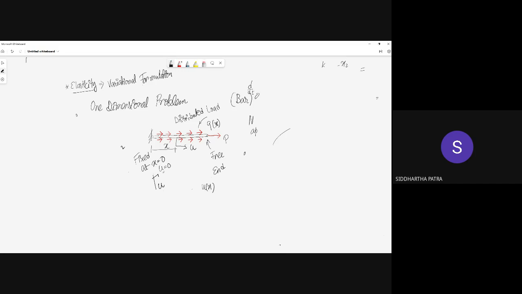I can give you the differential equation for this one. It is EA u double prime, so in elasticity, plus possibly q of x equals 0. That's the differential equation. It's a second order linear differential equation, and that's all you've got to solve. I can simply give you the differential equation if you want that.